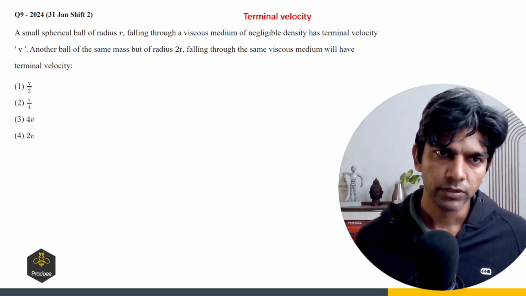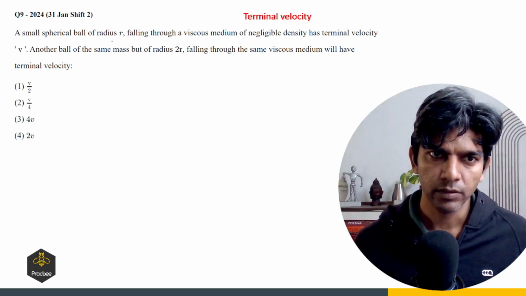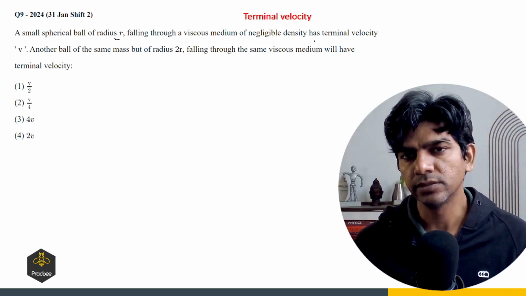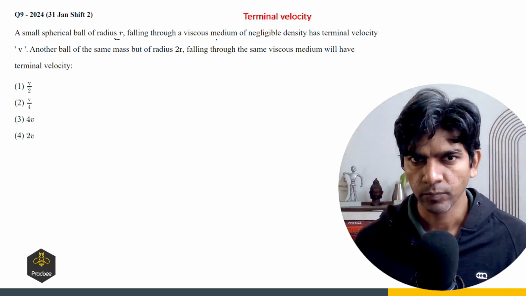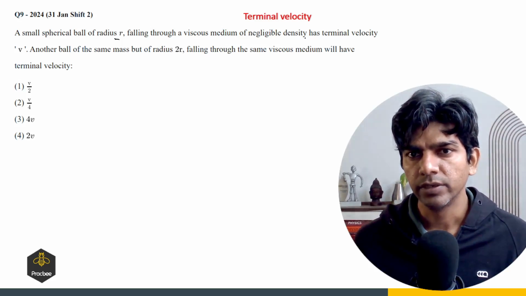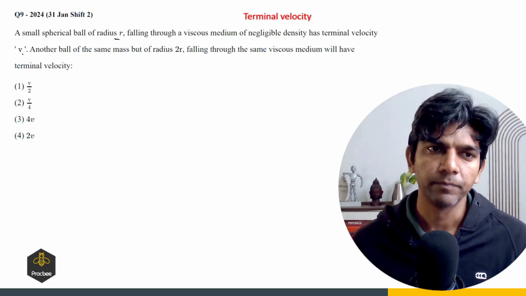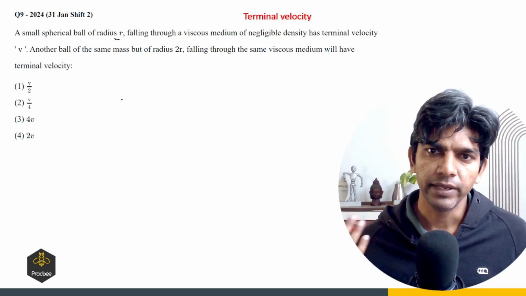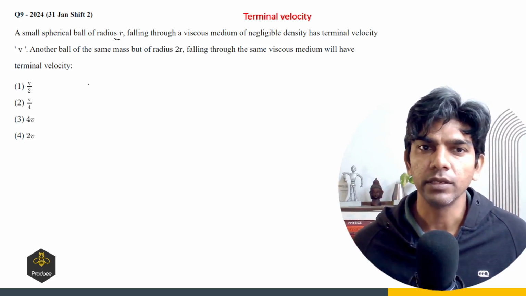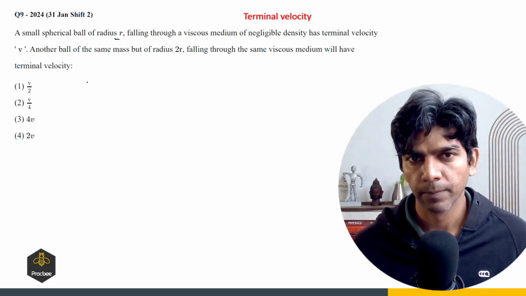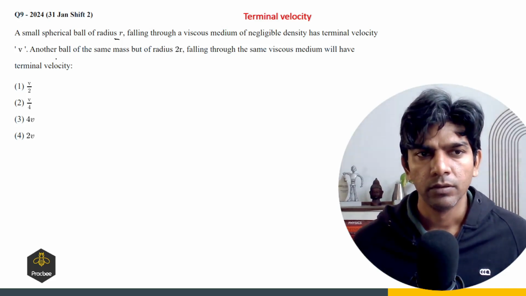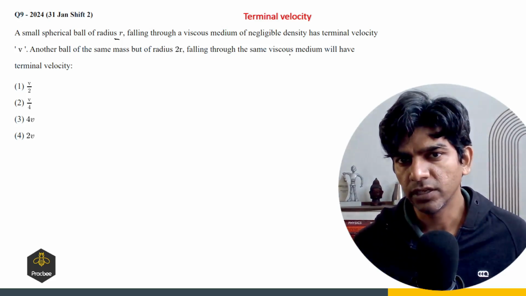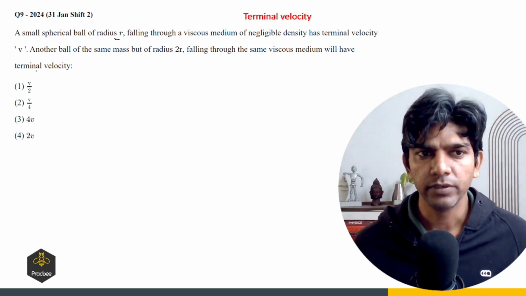Another question based on terminal velocity: a small spherical ball of radius r falling through a viscous medium of negligible density has a terminal velocity v. So if the surrounding fluid has negligible density, we can ignore the buoyant force. Another ball of the same mass but of radius 2r falling through the same viscous medium will have a terminal velocity of?